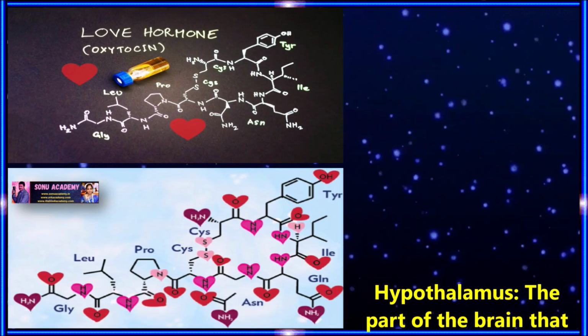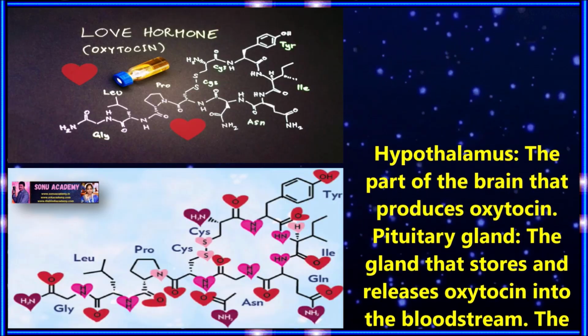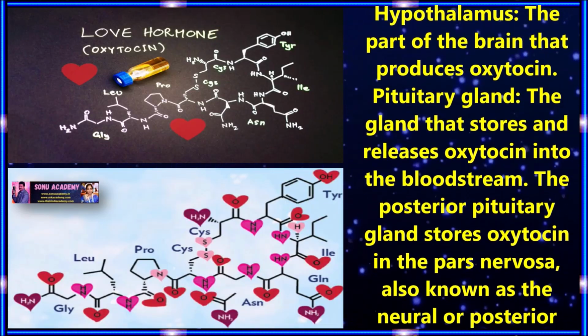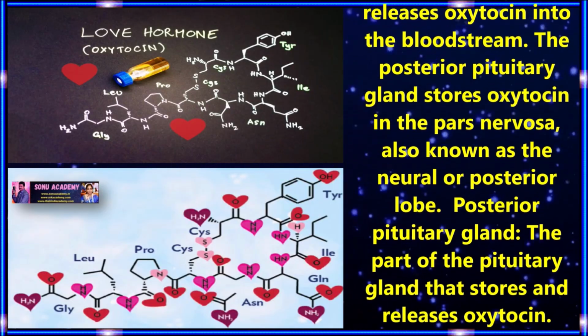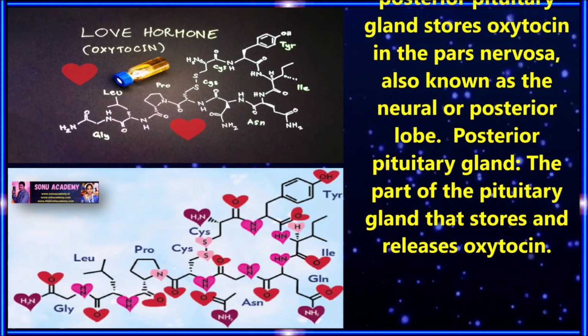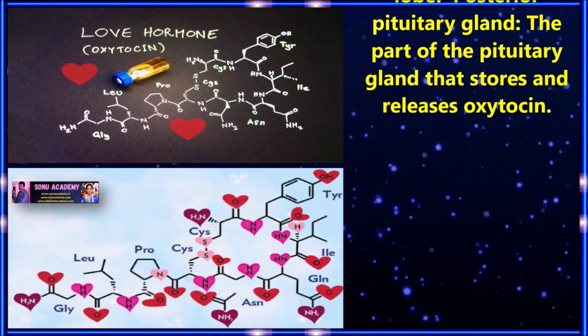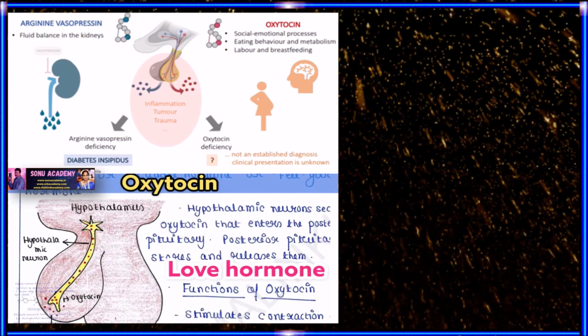The hypothalamus is the part of the brain that produces oxytocin, and the pituitary gland stores and releases oxytocin into the bloodstream. The posterior pituitary gland stores oxytocin in the pars nervosa, also known as the neural or posterior lobe. The posterior pituitary gland stores and releases oxytocin hormones.